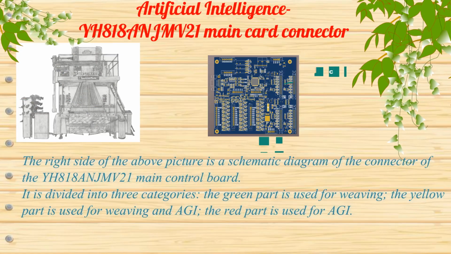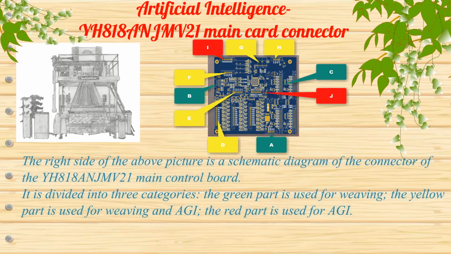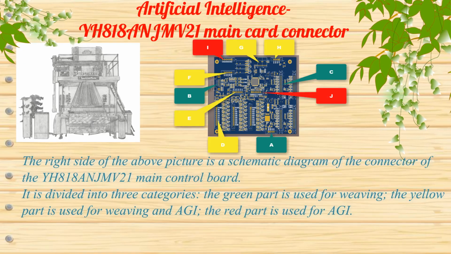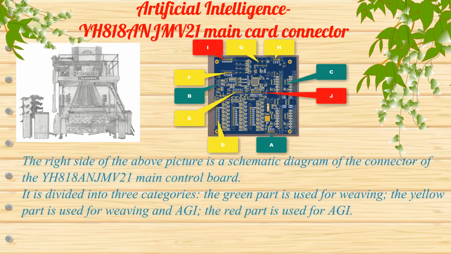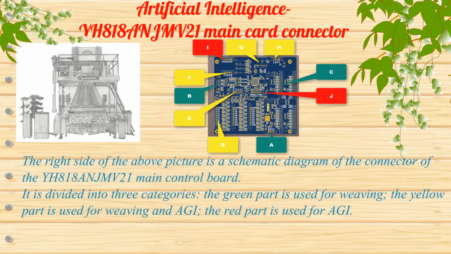The right side of the above picture is a schematic diagram of the connector of the YH818ANJMV21 main control board. It is divided into 3 categories. The green part is used for weaving. The yellow part is used for weaving and AGI. The red part is used for AGI.